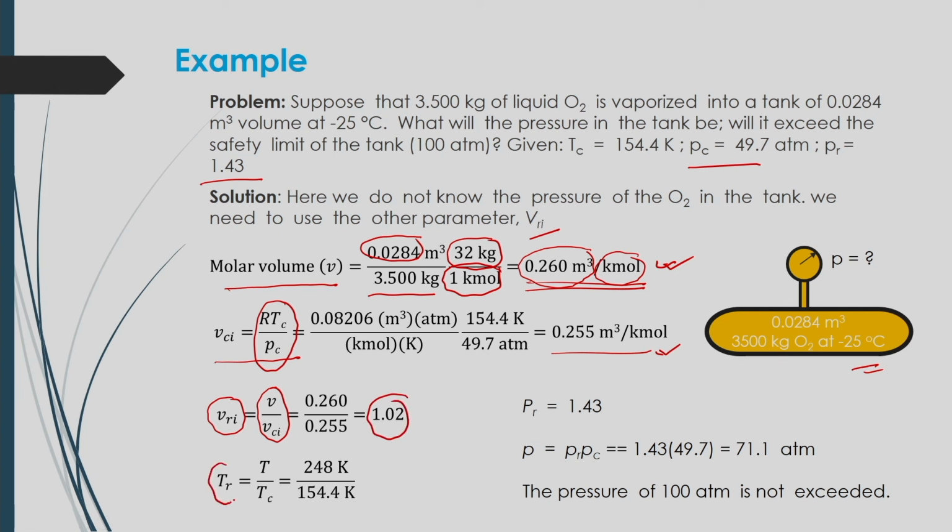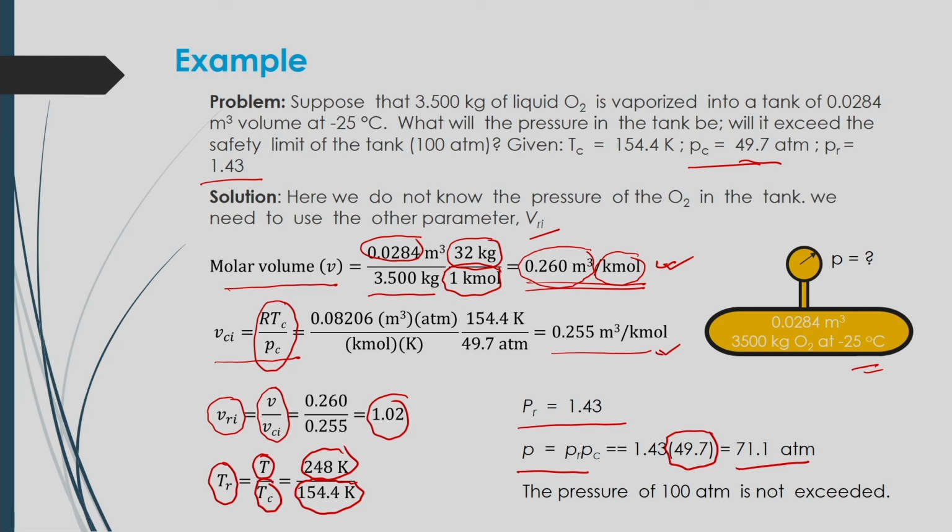And what will be the reduced temperature? This is T by TC. If you substitute the T value and then the TC, you can get this TR value. And then what should be the PR? PR will be equal to 1.43, it is given to you. Then P will be equal to what? P will be equal to PR into PC. PR is given to you, PC is also given, 49.7, and then it will be coming as 71.1 atmosphere.